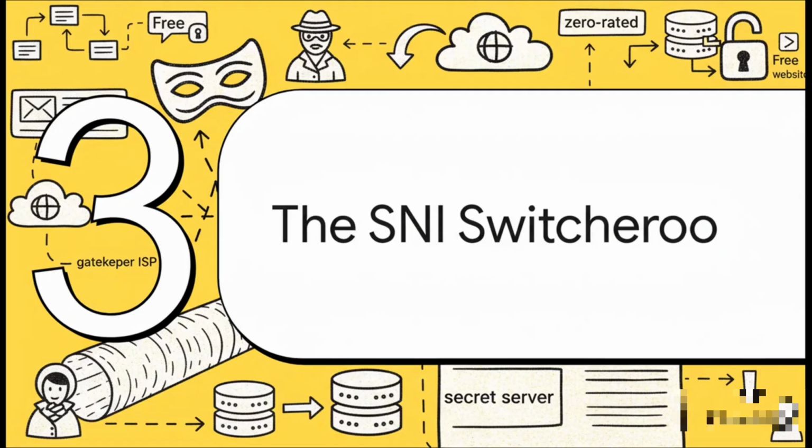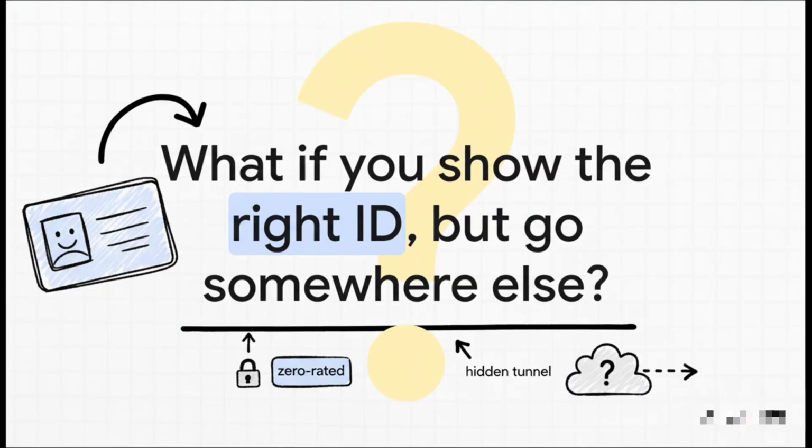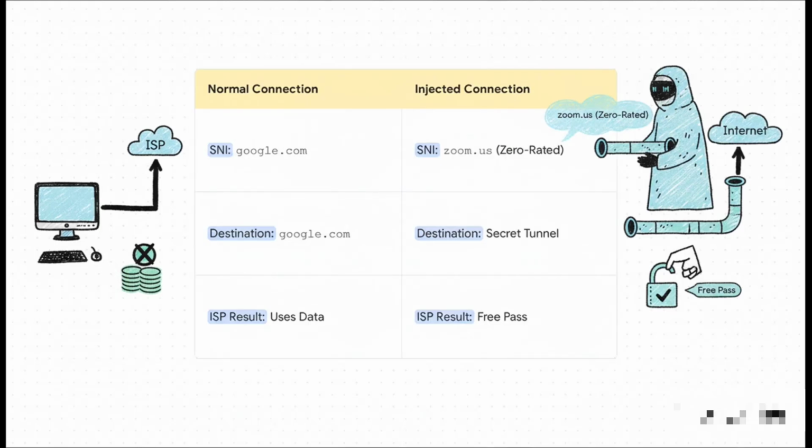All right, so we've got a gatekeeper checking digital IDs for a free pass. Now we get to the heart of the matter, the core of this whole technique, which I like to call the SNI switcheroo. And this is where it gets really clever. What if you could show that gatekeeper the right ID card to get into the free lane, but then once you're past the gate, you actually go somewhere else entirely? And boom, this is exactly how it works.